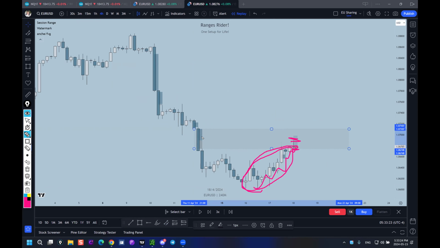I'm confused. Why are we looking for long if we had an opposite QM? Shouldn't we look for the opposite one?